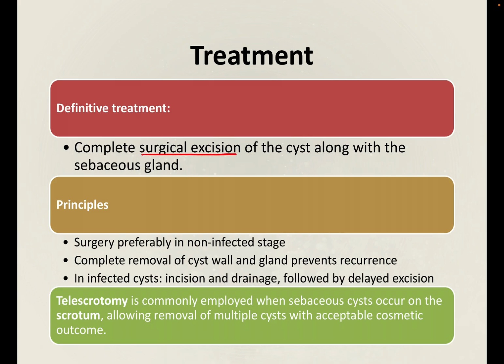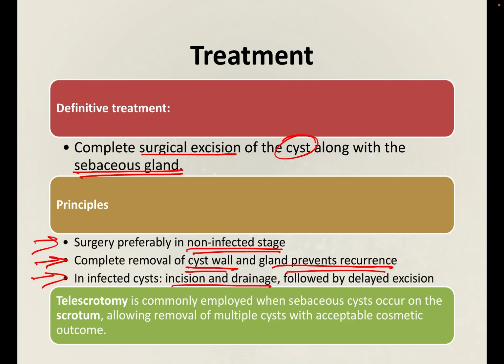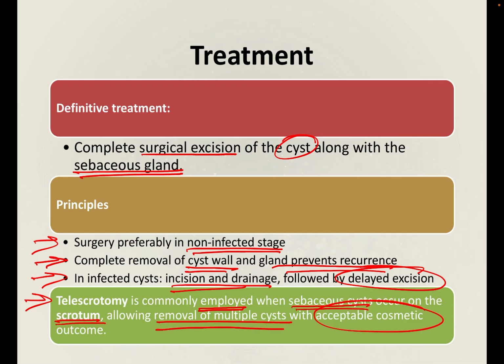Treatment includes complete surgical excision of the cyst along with the sebaceous gland, surgery preferably in non-infected stage. Complete removal of the cyst wall and gland prevents the recurrence. In infected cyst, incision and drainage followed by delayed excision. Telescrotomy is commonly employed when sebaceous cysts occur on the scrotum, allowing the removal of multiple cysts with acceptable cosmetic outcome.